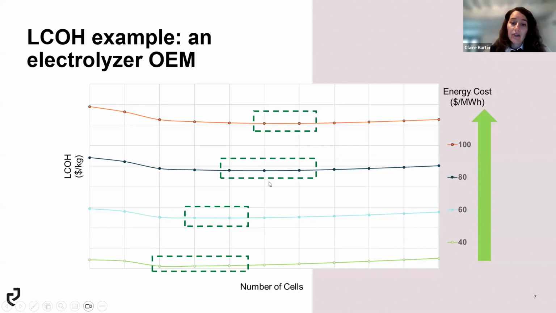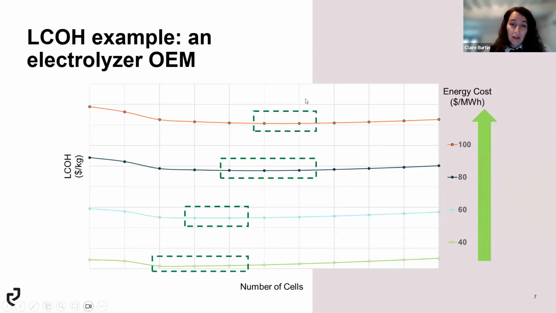And here in green, you can see the optimum for the lowest LCOH for each level of electricity. So for example, if my electricity is going to be $80 per megawatt hour, my optimum LCOH is going to be here, and this range of number of cells is going to be the best design for projects having an $80 per megawatt hour electricity cost.